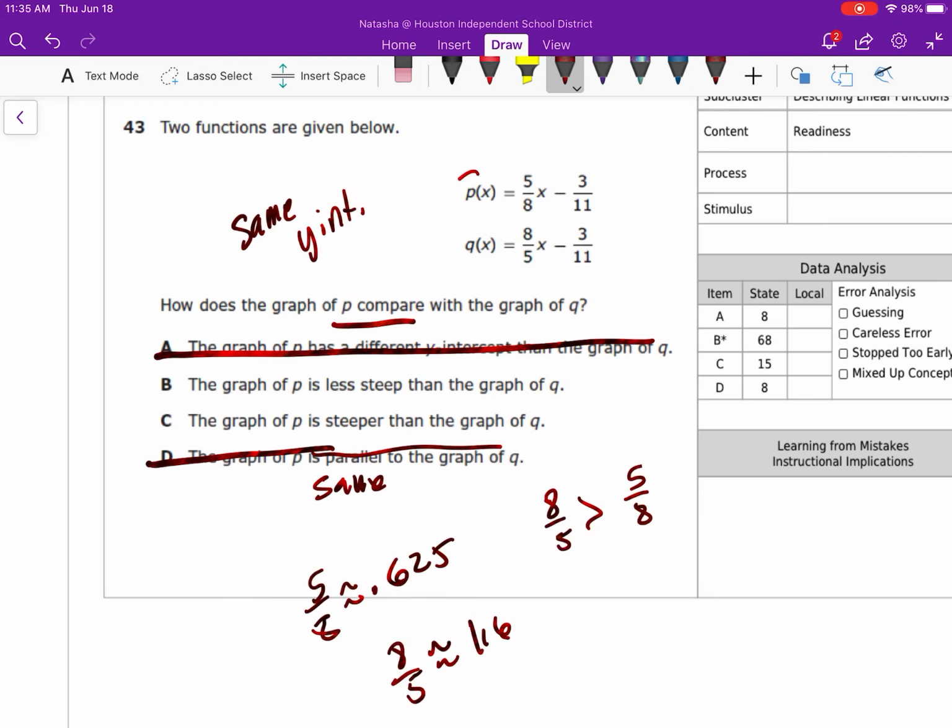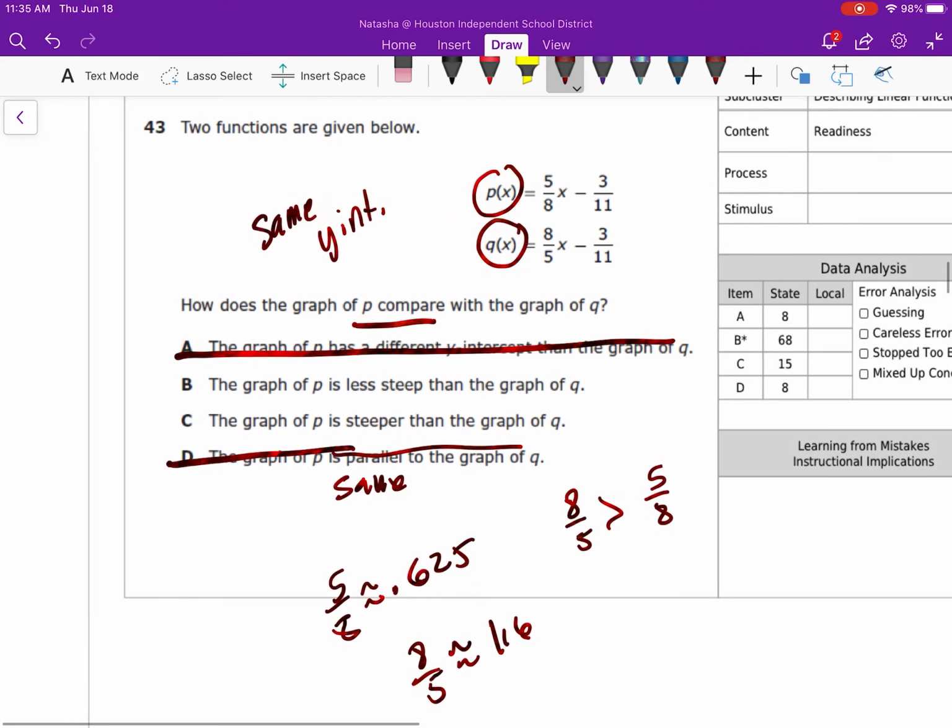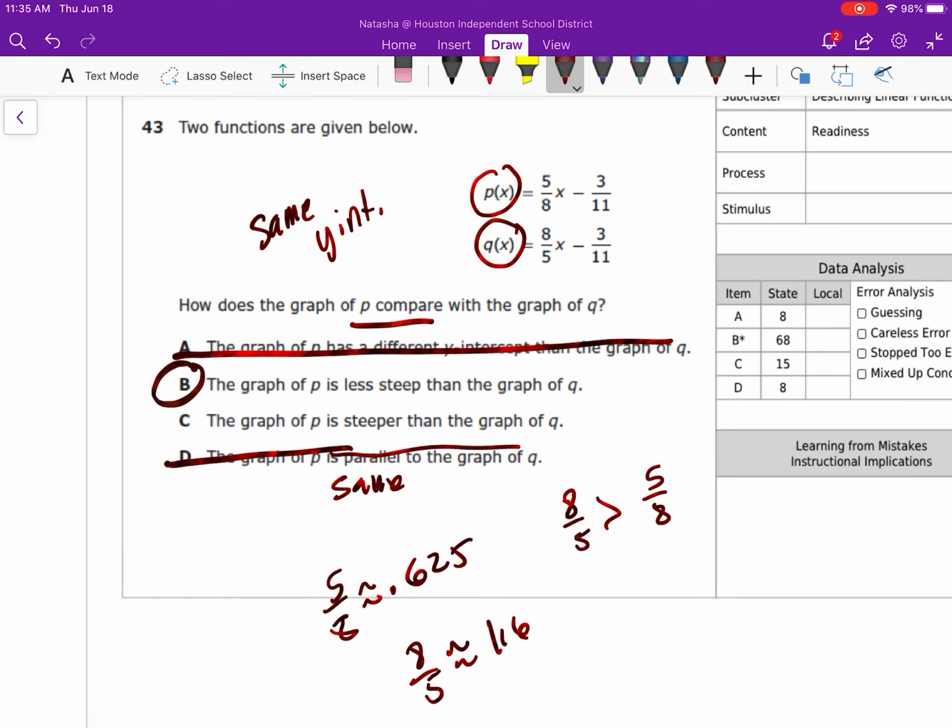Oh, be careful. So P is this one, Q is this one. So P is going to be less steep. So be careful, don't get tripped up. I almost caught myself, and I was going to say steeper because our graph 8/5 is more steep than 5/8, but they're asking what relationship. So really, Q of x is greater than P of x. But they want to know what P of x is in relationship to Q of x. So we're going to say P of x is less steep.